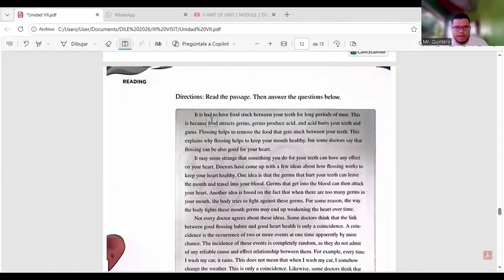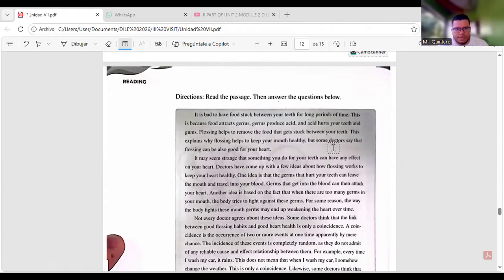It is bad to have food stuck between your teeth for long periods of time. This is because food attracts germs, germs produce acid, and acid hurts your teeth and gums. Flossing helps to remove the food that gets stuck between your teeth. This explains why flossing helps to keep your mouth healthy.